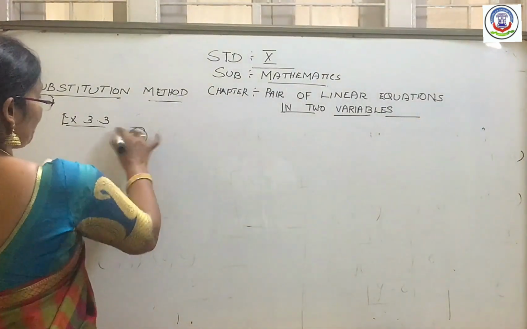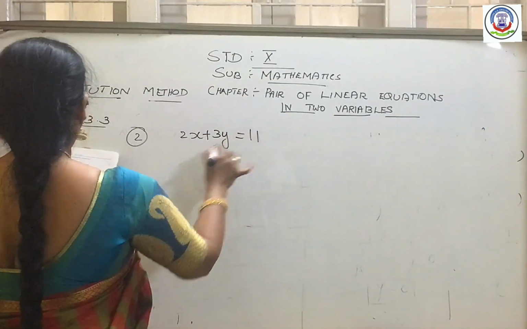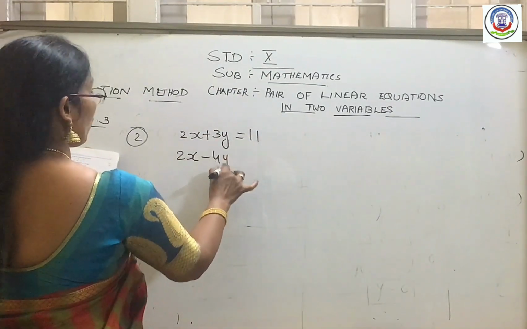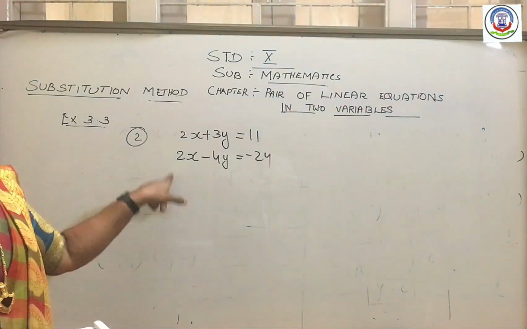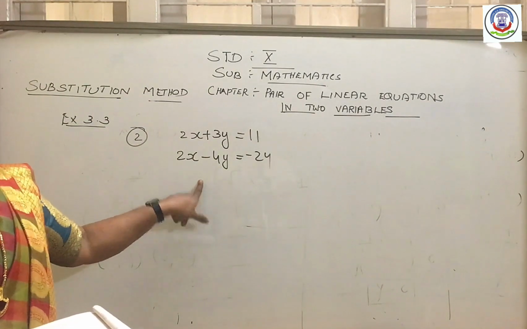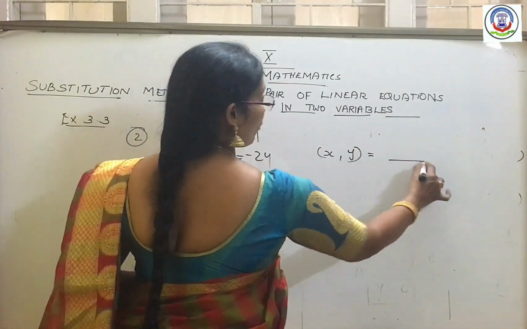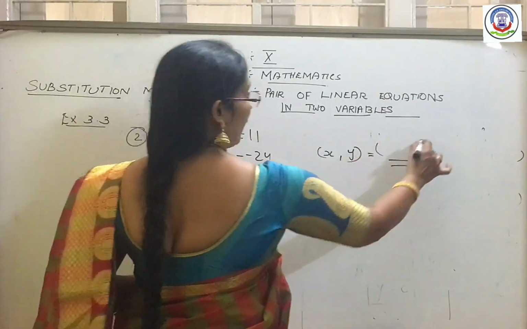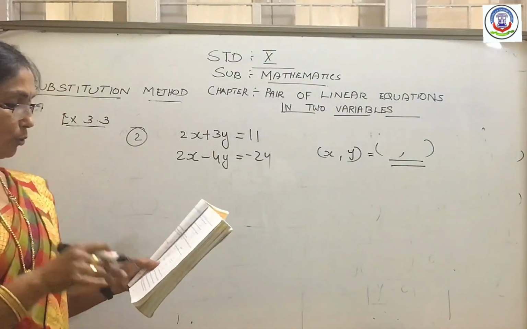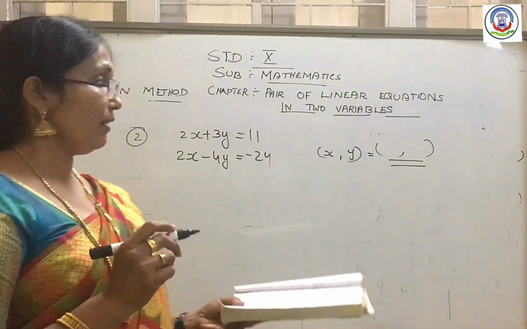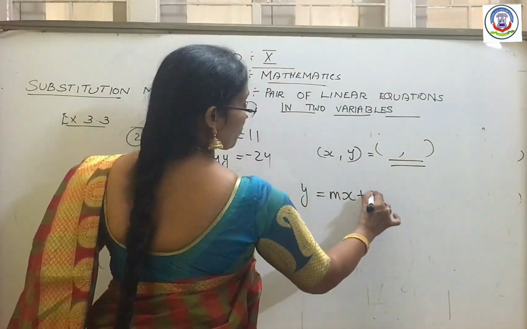Question number 2. 2x + 3y = 11 and 2x - 4y = -24. This one, I think so children, you can solve it by substitution method. So you are going to get some values for x and y, I mean solutions you are going to get, two values, x and y solutions. Now in that one more question is asked. Hence find the value of m for which y = mx + 3.